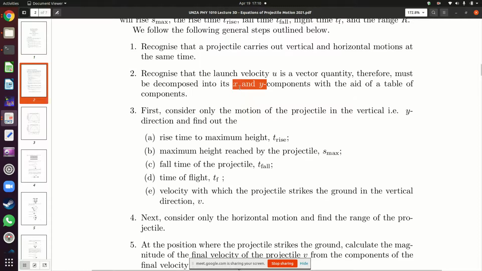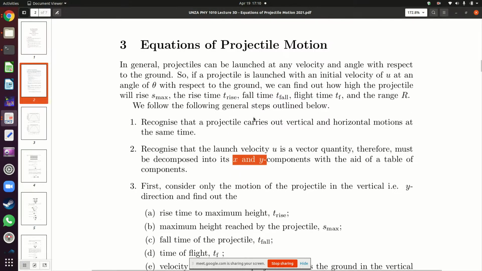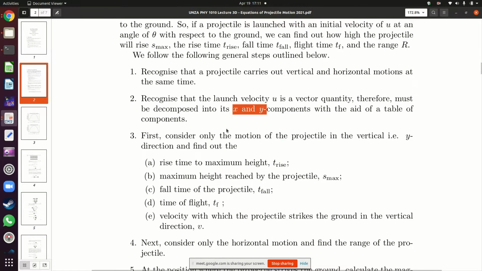Once we have how much is the velocity along the x direction and how much is the velocity along the y direction, then you recognize that along the horizontal direction there is no acceleration. So the velocity along the horizontal direction is the same as whatever the component is. So the final velocity in the x direction, after your projectile has flown, is going to be the same as the initial velocity in the x direction.